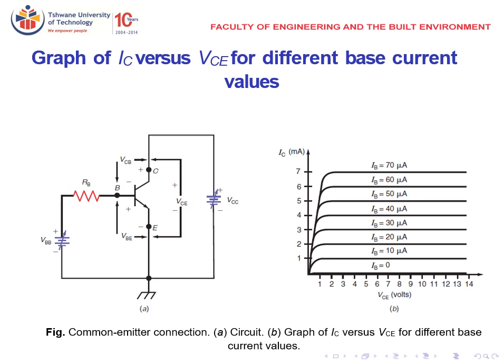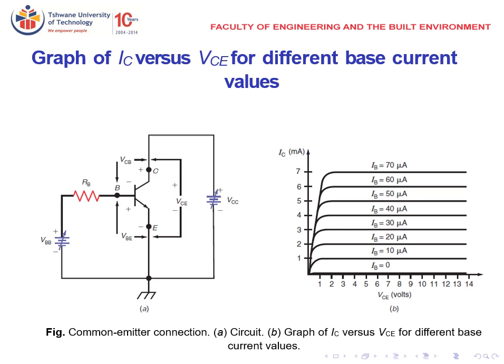Then from 1, you notice that it's a straight line. Any increase in the value of VCE does not affect the value of IC. So this is called the active region. But you can increase the value of VCE up to the maximum value that the transistor can handle. So once you reach that maximum value, then it reaches your breakdown region.